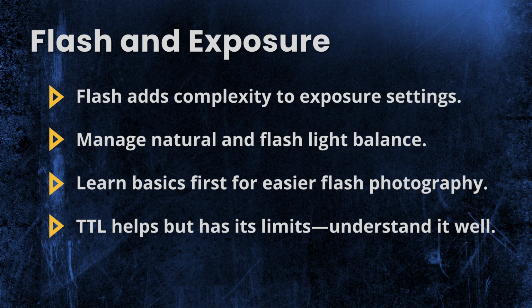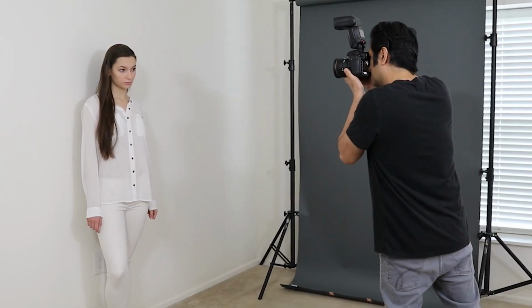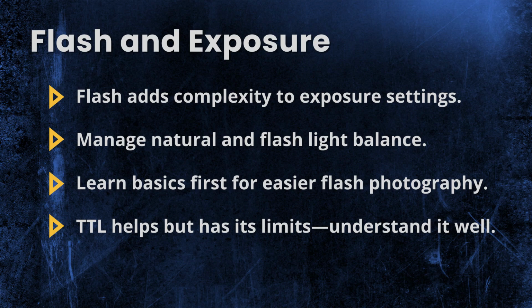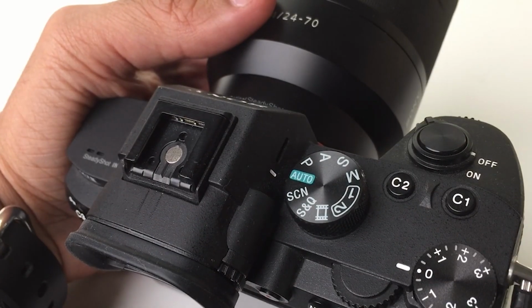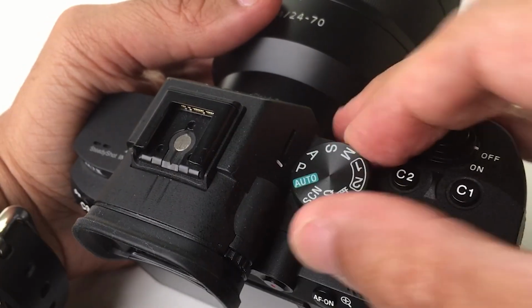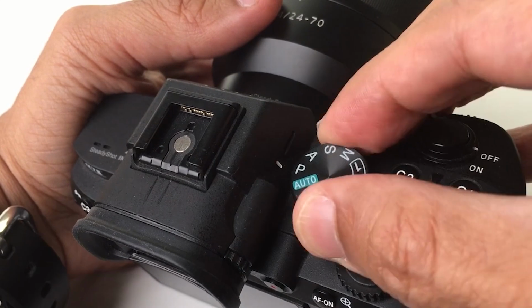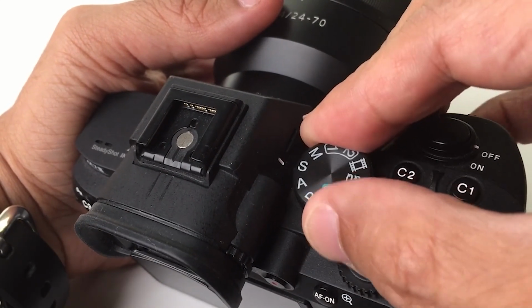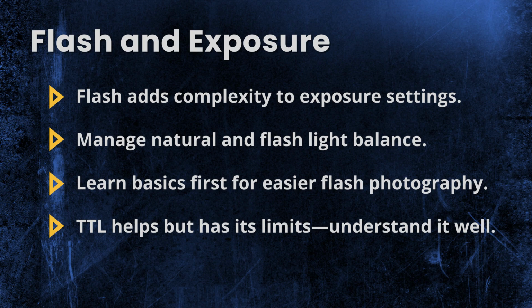For example, when you use flash, your shutter speed often has to be within a certain range to sync with the flash. And you do need to balance the intensity of the flash with your aperture and ISO settings to get a natural looking result. This is why mastering the basics of exposure is so important before jumping into flash photography. Once you've got a really solid grasp of how aperture, shutter speed, and ISO work together, learning how to use flash becomes a whole lot easier.